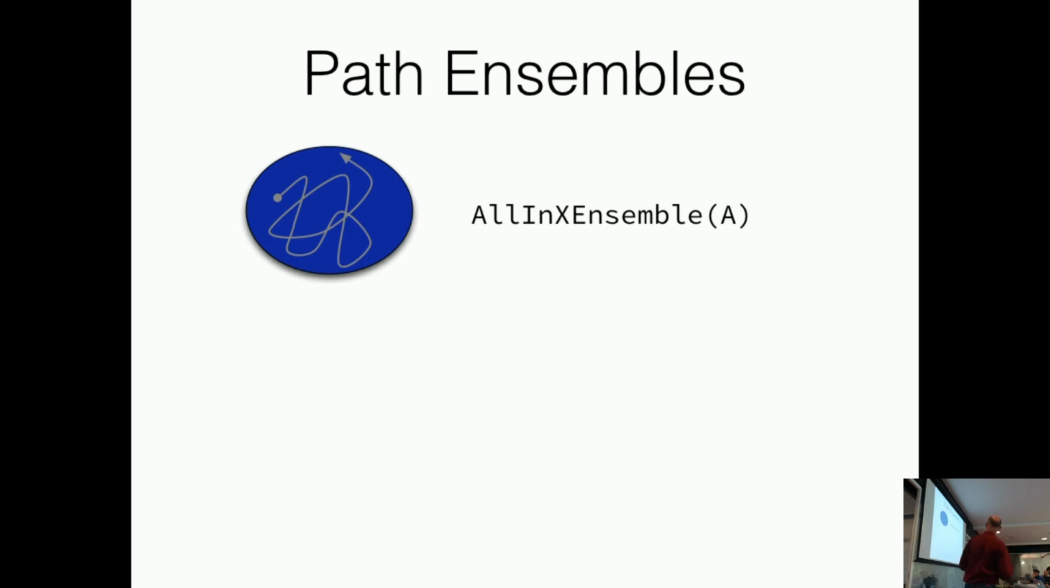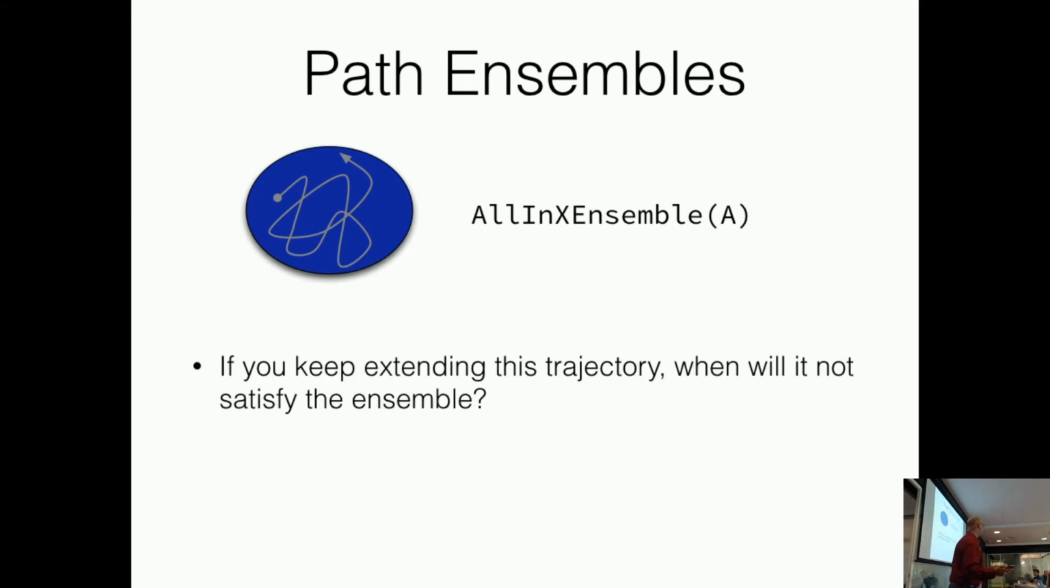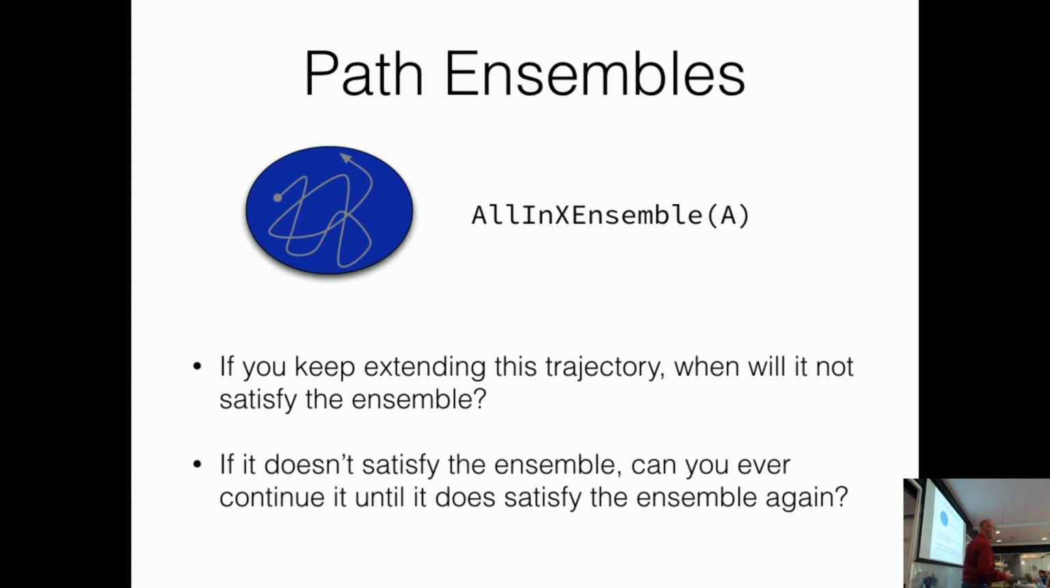It's the all-in-X ensemble. So what it means is that all frames in this trajectory are in volume called A. The X is a replacement for volume in this case, and so all of them are in A. So the question I have is, if you keep extending this trajectory, when will it not satisfy this ensemble? Can somebody tell me? If all frames have to be in the ensemble, when does this no longer satisfy the ensemble? When one frame is out. If it doesn't satisfy the ensemble, can you continue the trajectory until a time when it will again satisfy the ensemble? Nope. Once you have one frame out, you can never have all frames in.